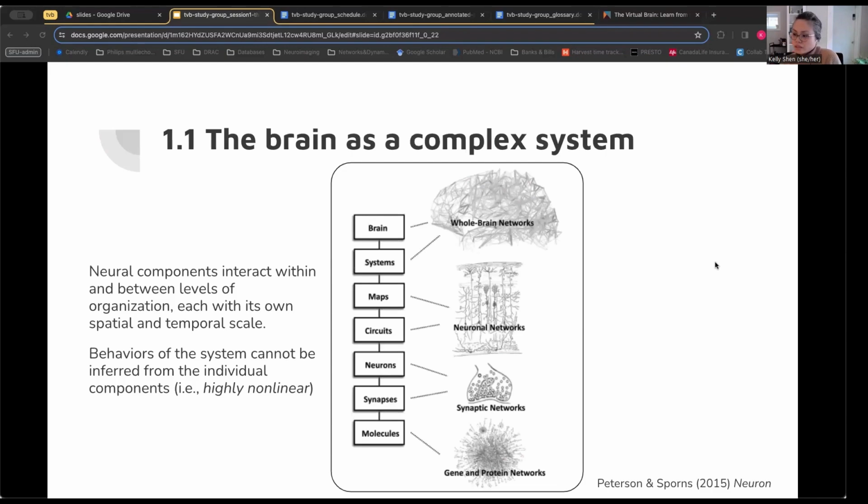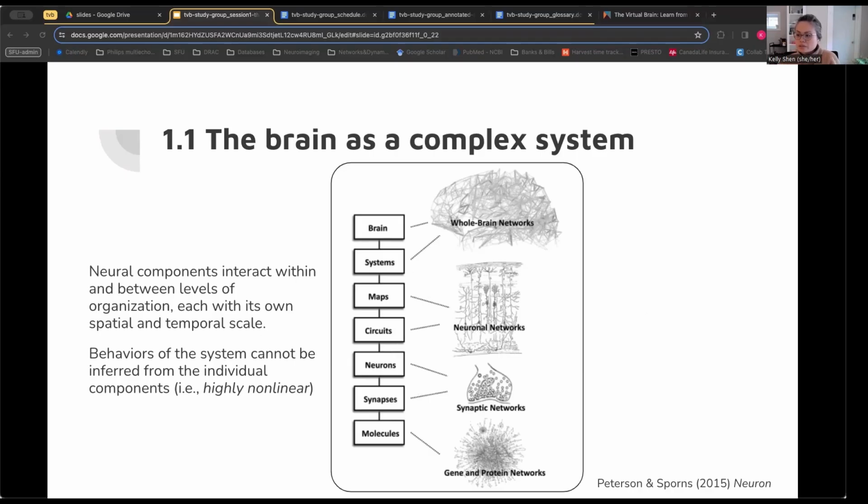All right, so to start with, the framework for the virtual brain considers the brain as a complex system, right? Where we have all these levels of organization, from molecules and synapses all the way up to whole brain systems, where each of those neural components interact both within each level and across those levels of organization. They have their own spatial and temporal scales, but the behavior of the entire system, whether it's the behaviors we're measuring or the cognitive processes we're trying to understand, cannot be inferred just from the individual components of any single level of organization. Together, it's a highly nonlinear system, right? And so together, the interactions produce the behavior, the cognitive processes that we're interested in.